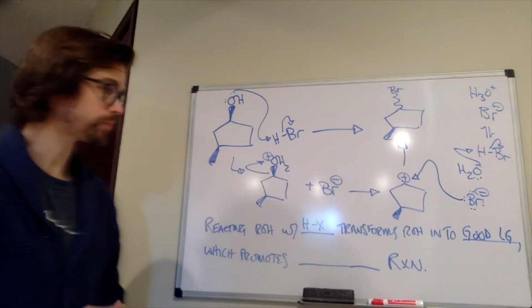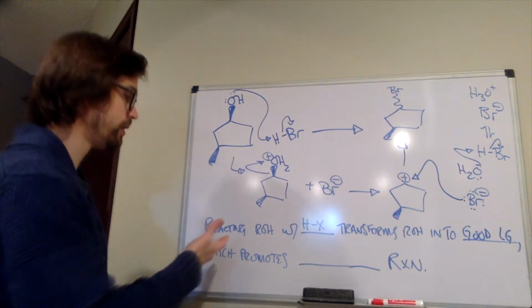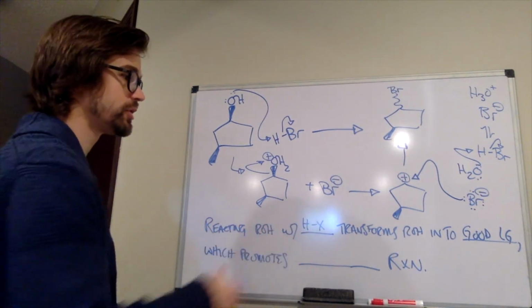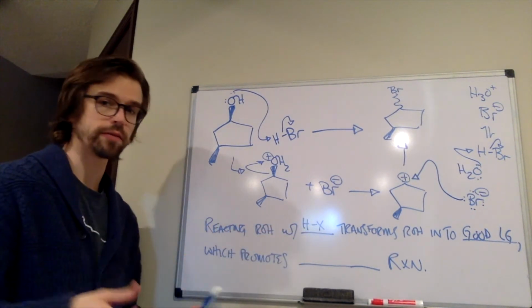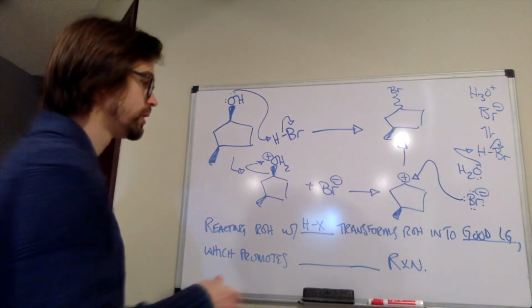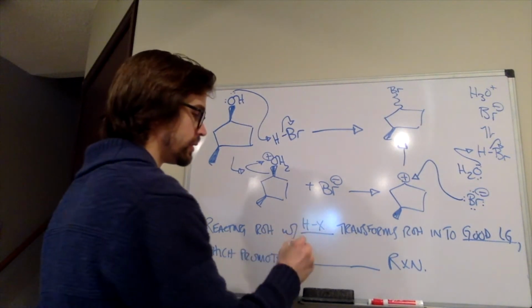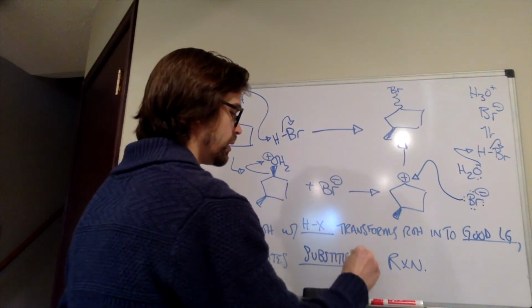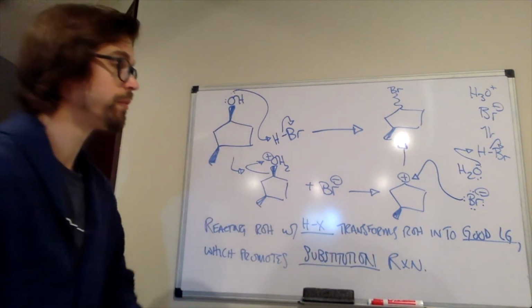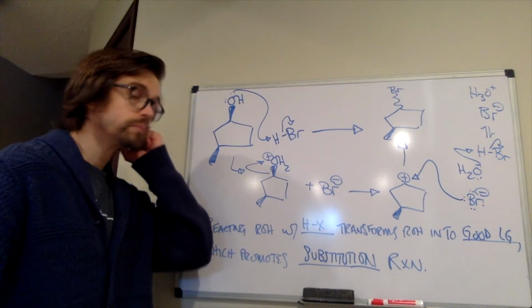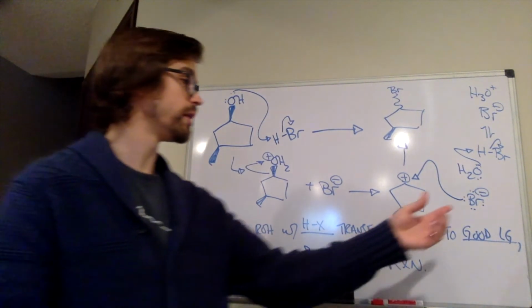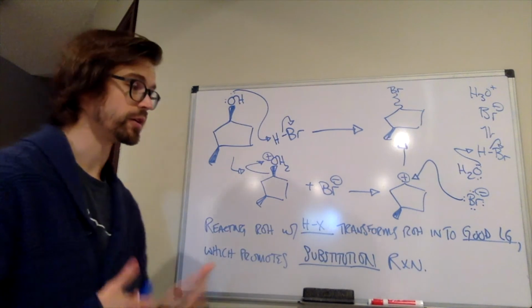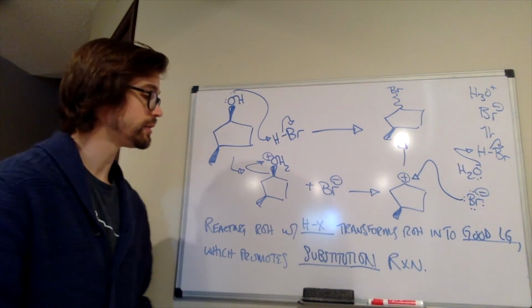So to finish this statement off, reacting alcohols with HX transforms alcohols into good leaving groups, which promotes substitution reactions when we have HX. So we have a weak nucleophile, so that's why it undergoes the unimolecular process.